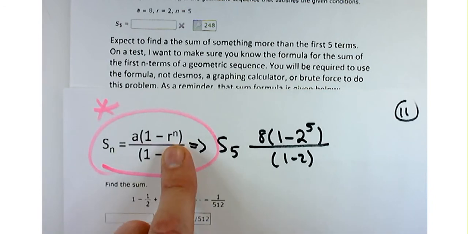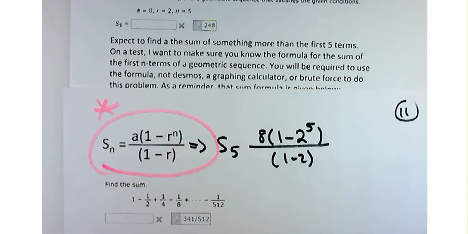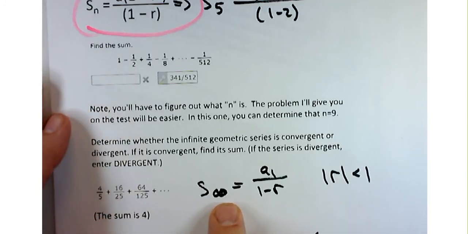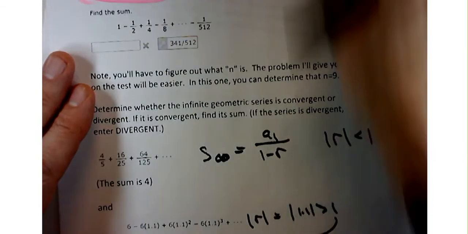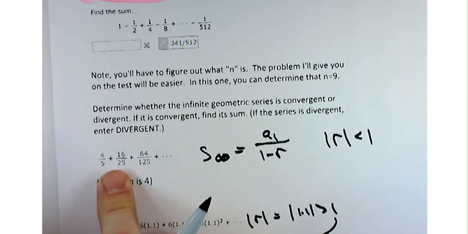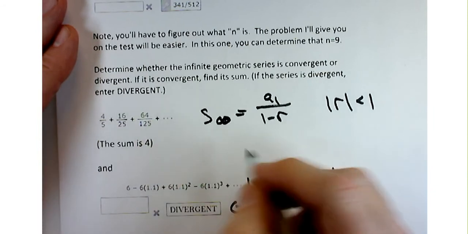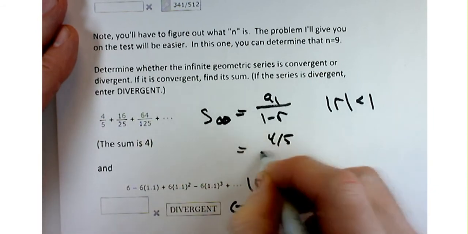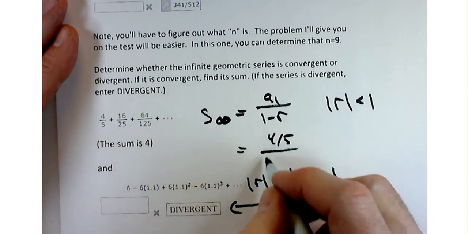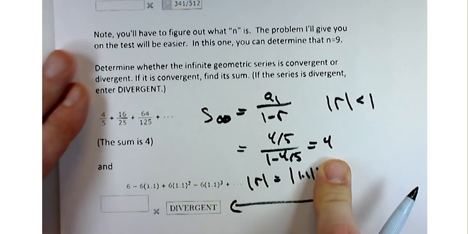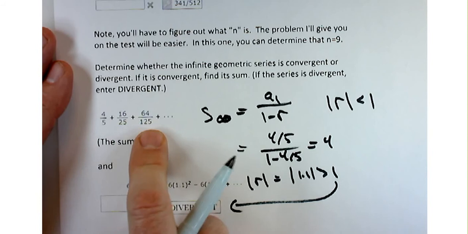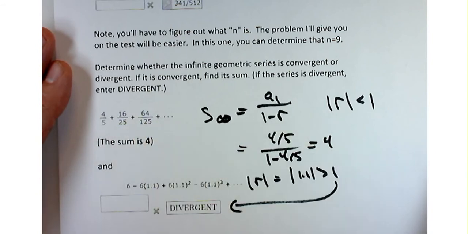Now what's nice is that you can actually use this formula when n is infinity, provided that the absolute value of r is less than 1. So s sub infinity is a sub 1 over 1 minus r. If r is less than 1, then you can absolutely find an infinite sum. So in this case, a sub 1 is 4/5. R is also 4/5, so it'd be 1 minus 4 over 5. And I'll let you double check me on your calculator, but that sum is going to turn out to be 4. So if you add this plus this plus this, on and on forever, it would be 4.